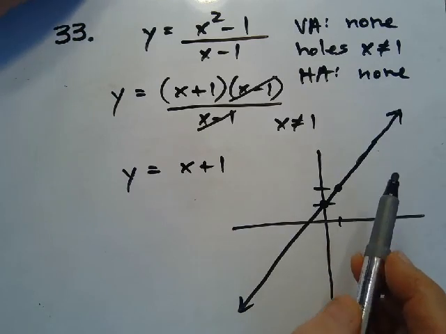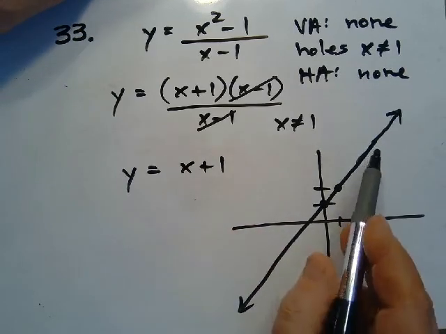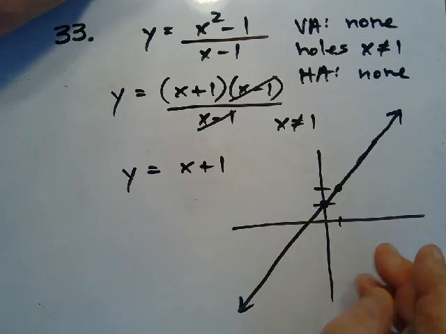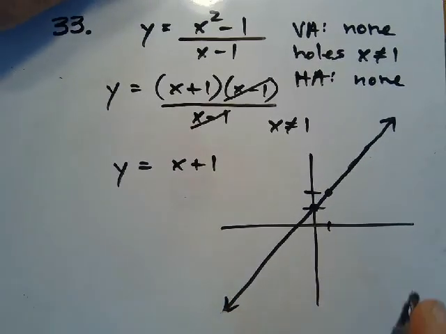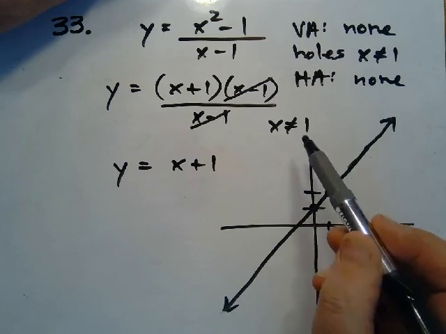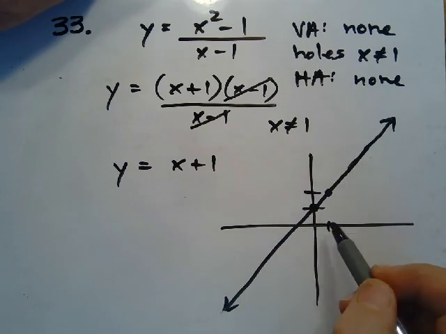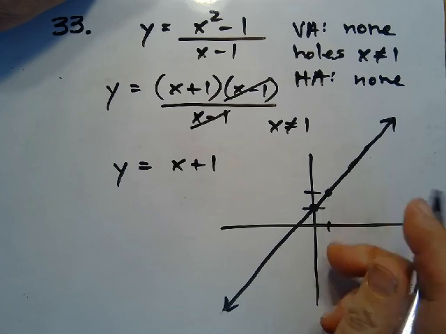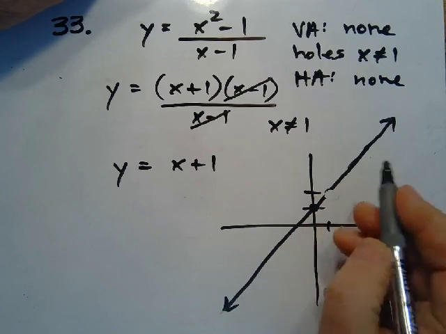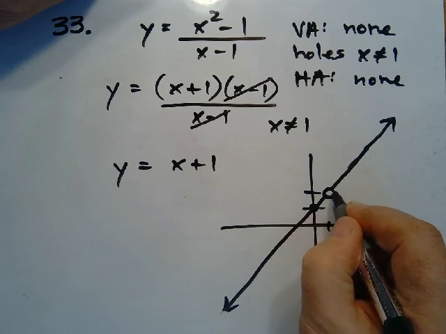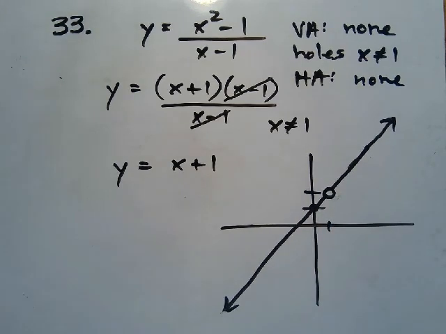So sometimes, again, when you cancel things away, you create shapes that don't look curved. They're not necessarily curves. But I have an excluded value where x cannot be equal to 1. So I'm going to go over here where x is 1, which would be right here, and I'm going to draw a hole in there because it's an excluded value. So there's your graph.